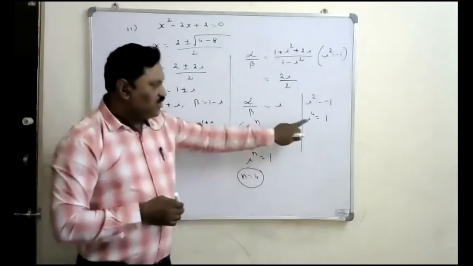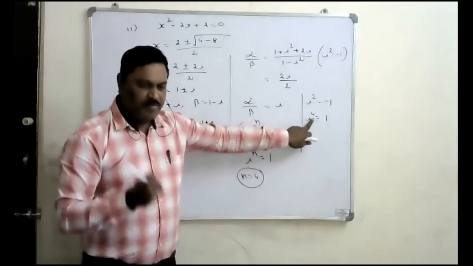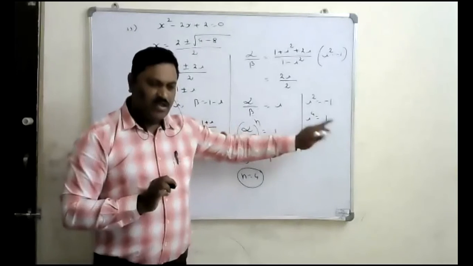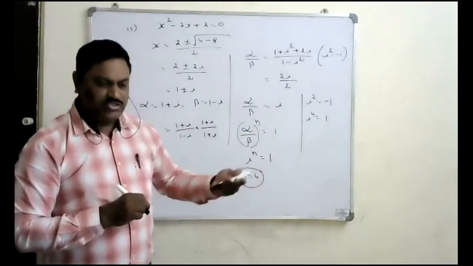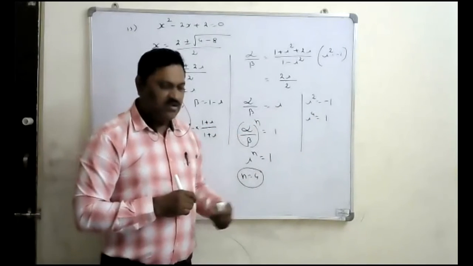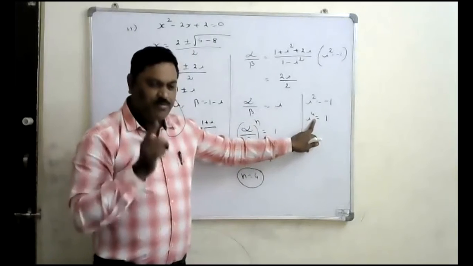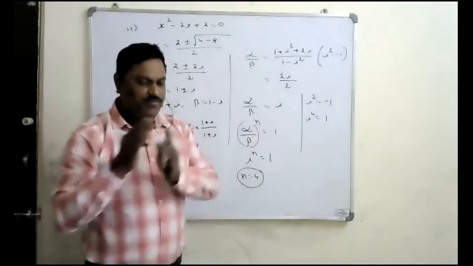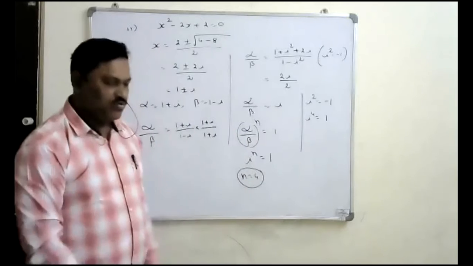Otherwise, the remaining values: if the power of i is a multiple of 4, for all those values this is going to give 1. i power 8 is 1, i power 16 is 1, i power 12 is 1. Means if the power of i is a multiple of 4, for all those values it is going to give 1. Out of those, the minimum value is 4. That's the answer.